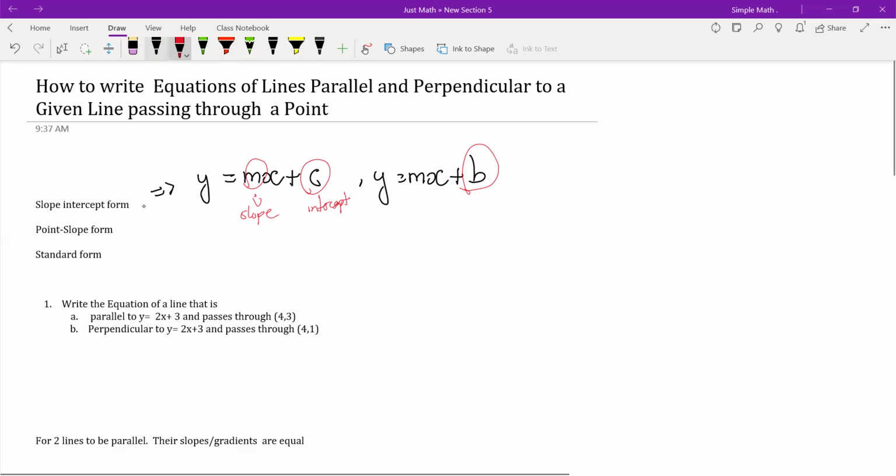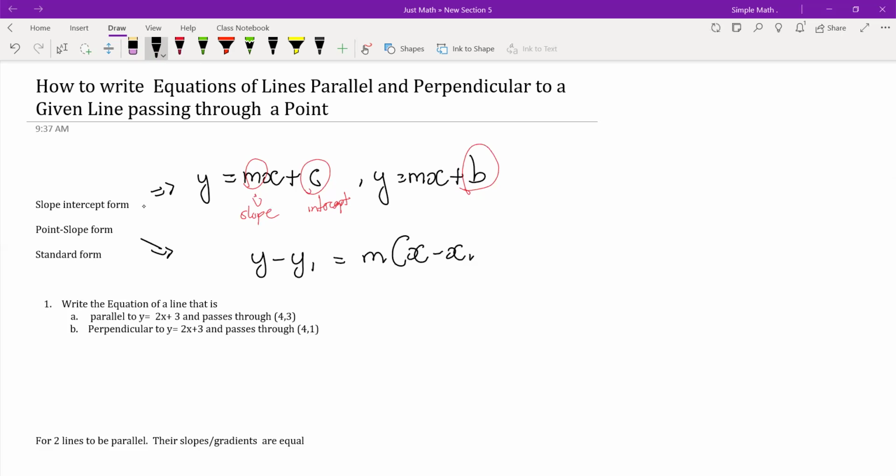Now, the point-slope form looks something like this. We have y minus y1 equals m in brackets x minus x1. So these y1 and x1 are your points, and then your m is your slope, hence the name point-slope form.